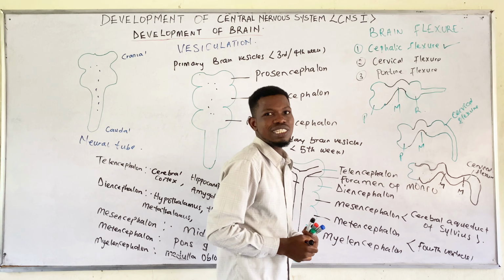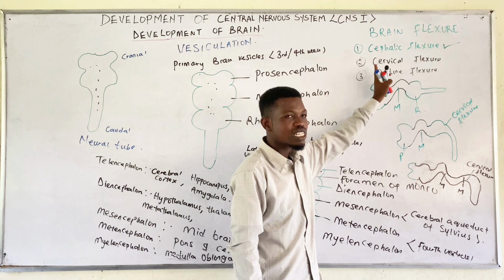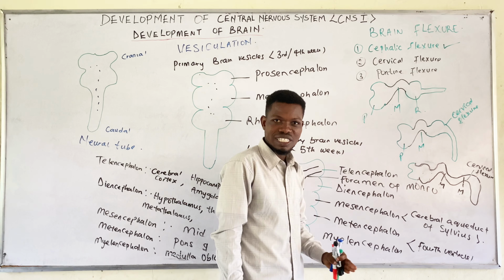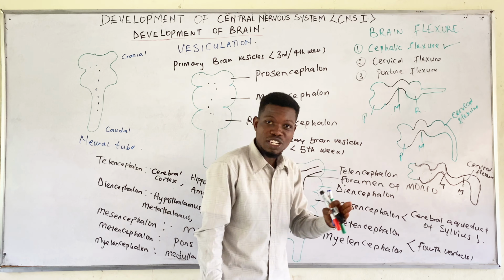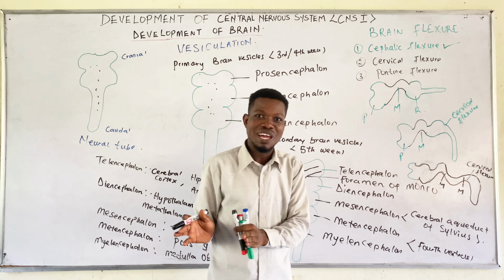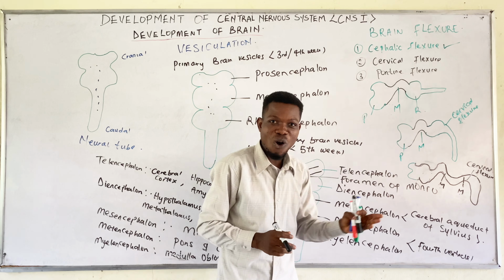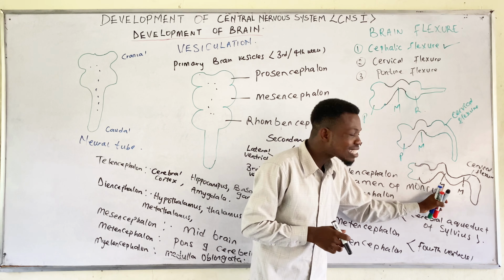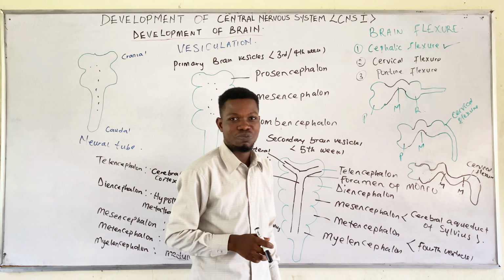So that is about the flexures. The first flexure, cephalic, occurs at the junction of the mesencephalon. The cervical occurs at the junction of the rhombencephalon and the spinal cord. And the pontine flexure occurs at the junction of the metencephalon and the myelencephalon.